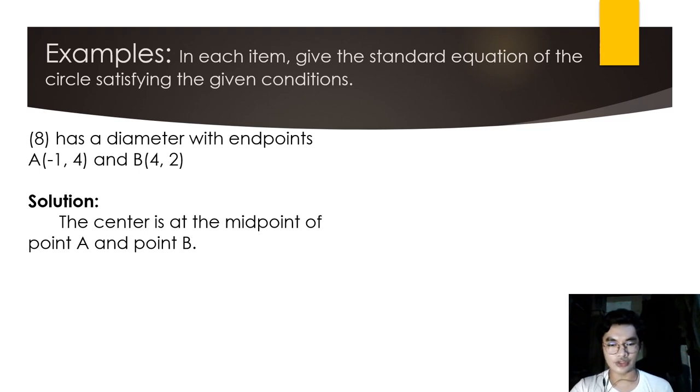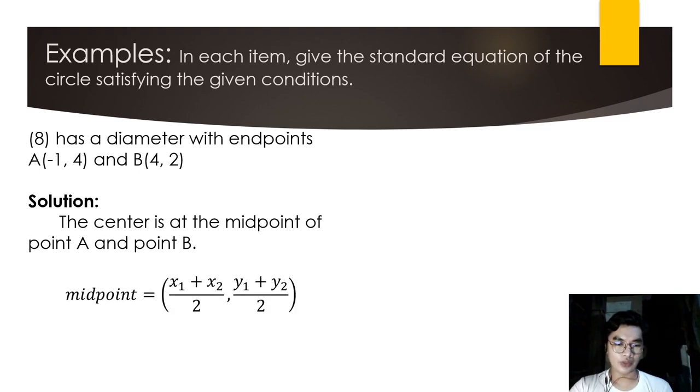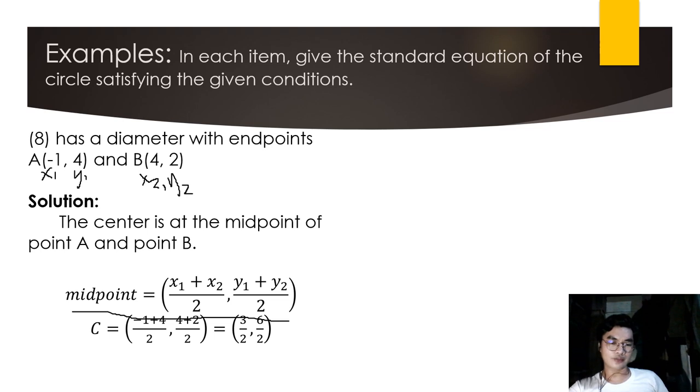In order to get the center, or the midpoint of points A and B, we're going to use this formula: x sub 1 plus x sub 2 over 2, and y sub 1 plus y sub 2 over 2. Substitute all the given: negative 1 plus 4 over 2, and 4 plus 2 over 2. Simplify the numerators, and we have 3 over 2 and 6 over 2. So for our center, we have 3 over 2 and 3. That is the midpoint, or the center, of point A and point B.